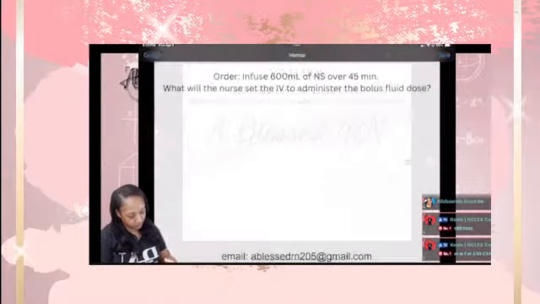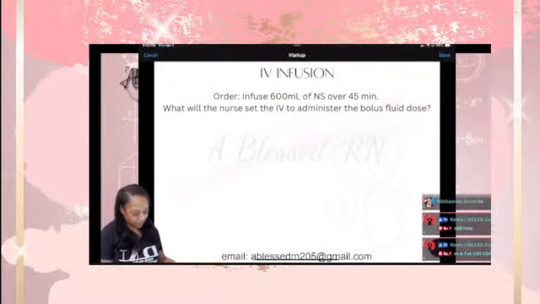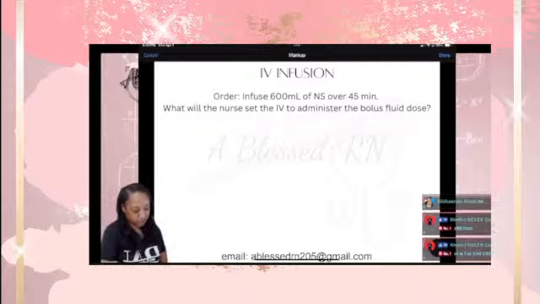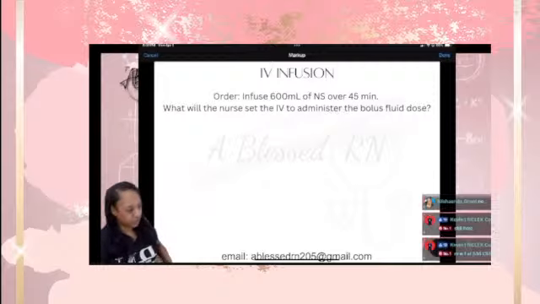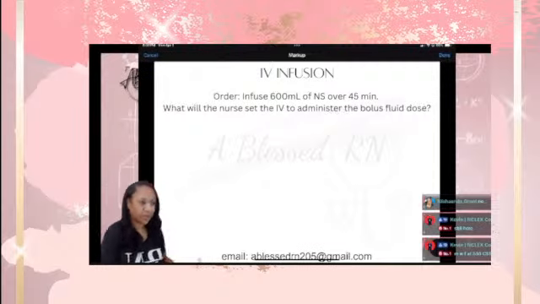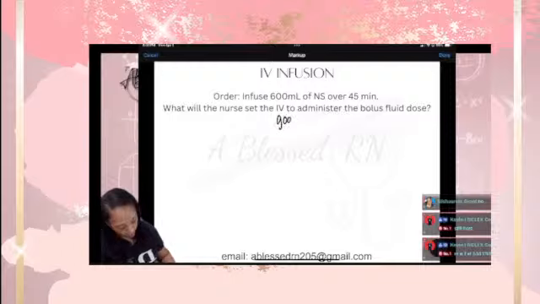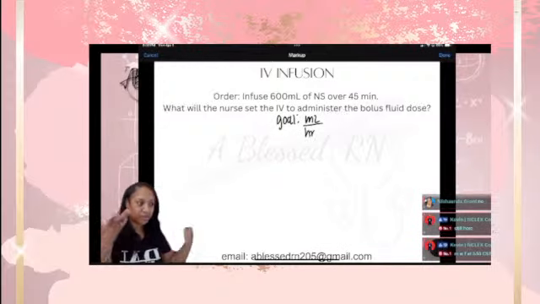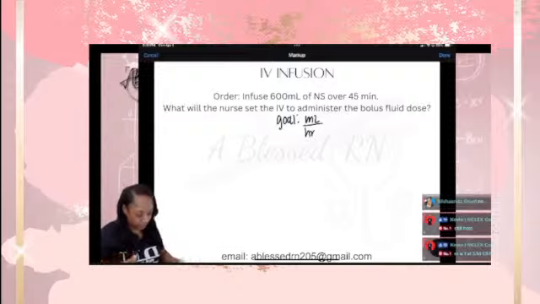Alrighty, let's move on. IV infusion. Infuse 600 milliliters of normal saline over 45 minutes. What will the nurse set the IV pump to administer the bolus fluid dose? All right, so it's supposed to be pump. My bad. All right, so our goal is going to be finding milliliter per hour because when you see IV pump, that's your key word, okay? That means milliliter per hour.